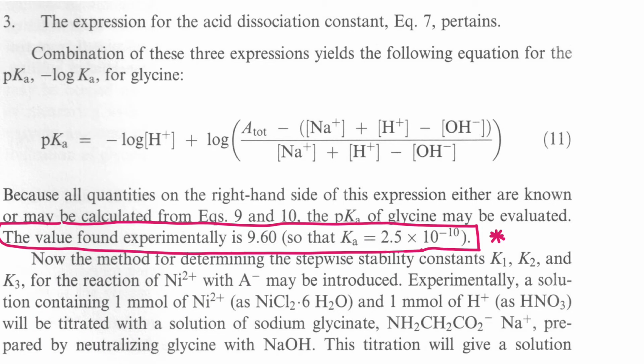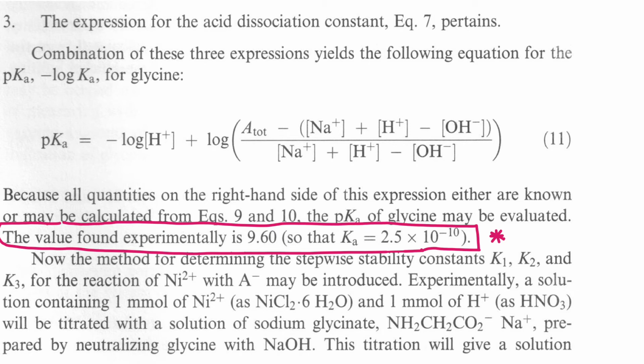Now, the expression for the acid dissociation constant in equation 7 we saw earlier on is Ka equals concentration of A minus times concentration of H plus divided by concentration of HA. Now we can find the pKa, which is minus log Ka, equals minus log H plus plus log, and we substitute for H plus and A minus. So A total minus Na plus H plus minus OH, divided by Na plus H plus minus OH minus, will give you the pKa value. We used to do this experiment and calculate Ka and pKa for the glycine.